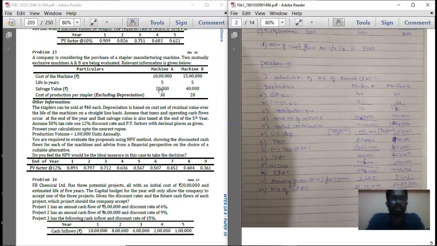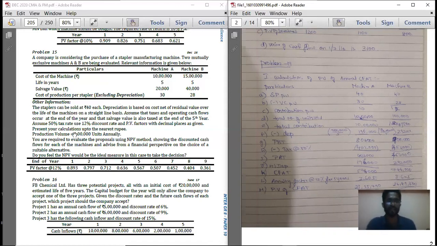Next is salvage value for machine A is 20,000, machine B is 30,000, which is nothing but at the end of 5th year, when you are selling the old machine as scrap, you are going to get 20,000 as resale value, and 40,000 for machine B as resale value. Next is cost of production per stapler, excluding depreciation, is 30 rupees and 28 rupees. Excluding depreciation means it is a production cost which does not include depreciation. If you add depreciation to it, you will get total cost. If you deduct that from the total revenue, you will get the PBT.